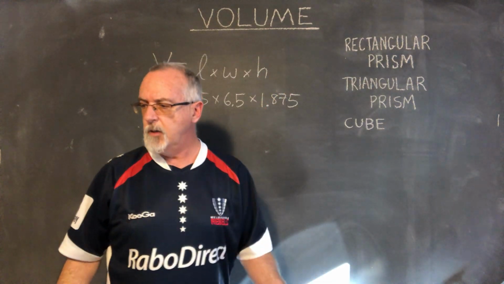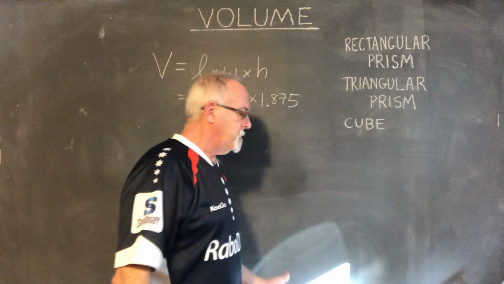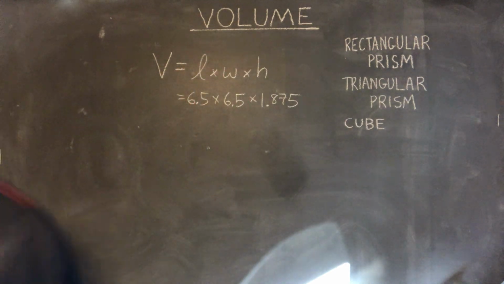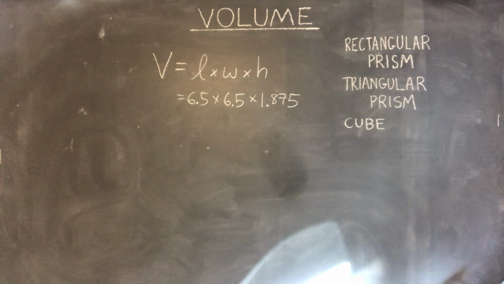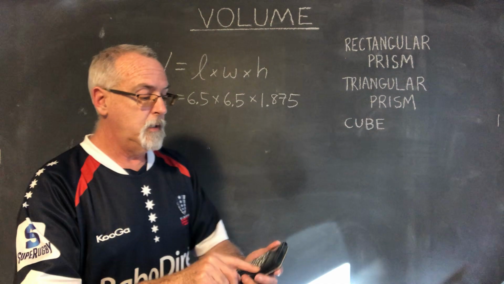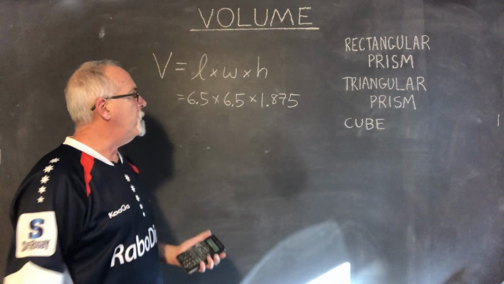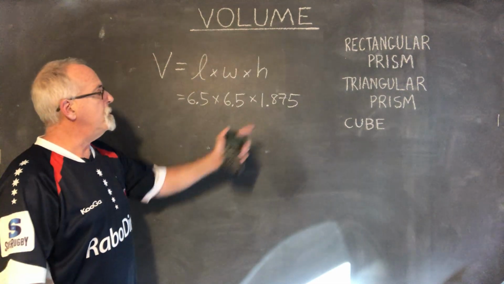Where's my calculator? I was using it before. Where'd it go? I want my calculator because Doug has learned his lesson. I'm going to double check. Yes, 7 divided by 8. Yes, it is 0.875. So therefore 1 7/8 inches is 1.875.